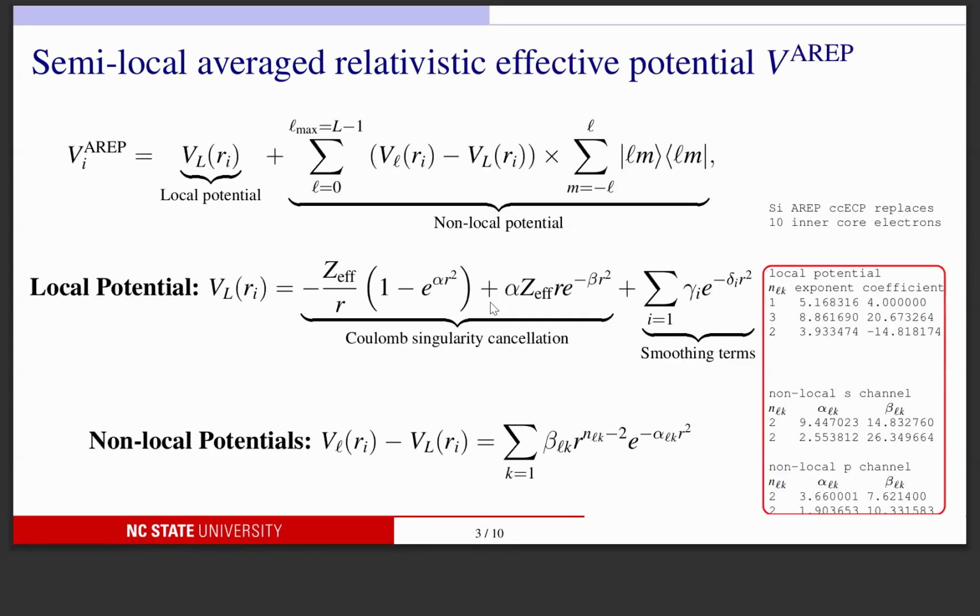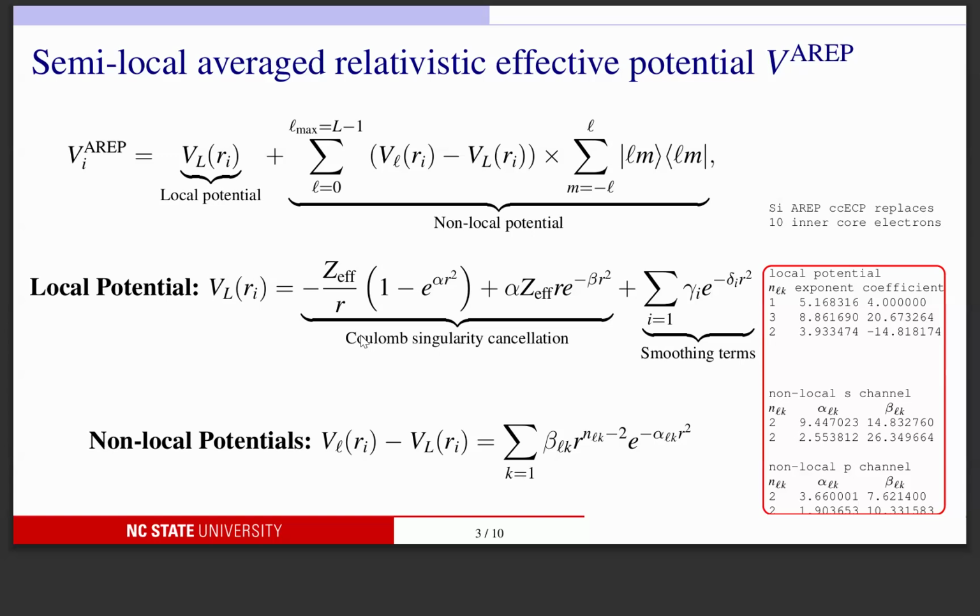Going quickly over the CCECP, average relativistic effective core potential, which doesn't contain explicit spin orbit functions, but I'll talk about that later as well. Here, we have a local part depending only on the distance between the electron and the nucleus, and a non-local part that depends on the angular momentum. For the local potential, the local potential in a sense tunes everything.